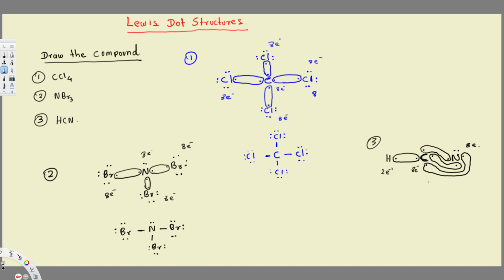So now we can draw the Lewis diagram. So in the Lewis diagram, hydrogen is going to have 1 bond with carbon, and nitrogen is going to have 3 bonds with carbon. And also we are going to have 1 paired electron, so 2 electrons around nitrogen. And this is the final Lewis diagram for the HCN.